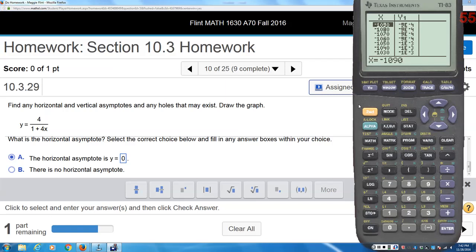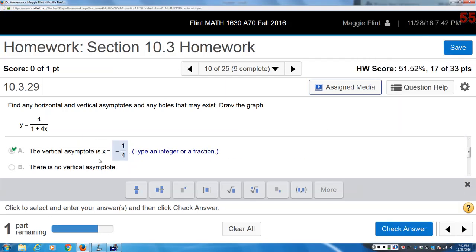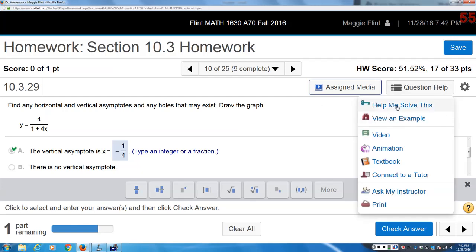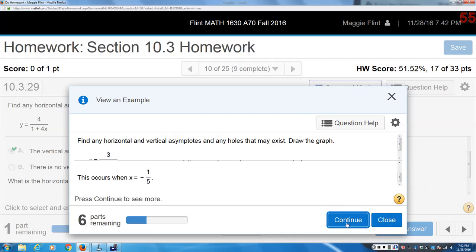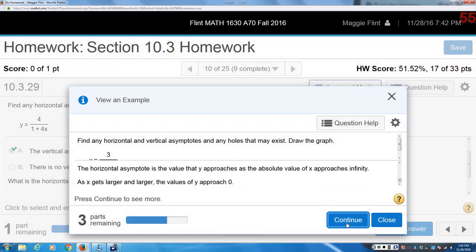So the key thing to remember here is the way that you find the vertical asymptote is you take your denominator and set it equal to 0. That one's easy. Yeah. Now, there is an algebraic way on the other one. I'll go ahead and hit question help because I think it's worth looking at that part of it. So, continue.